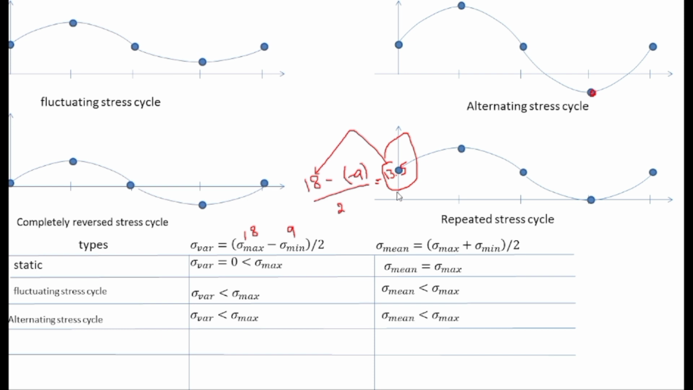Similarly, sigma mean will also be less than sigma max, because sigma max is added with the sigma minimum. So 18 minus 9 will give you 9, and when you divide it by 2, it will give you 4.5. So sigma mean will also be less than sigma max.